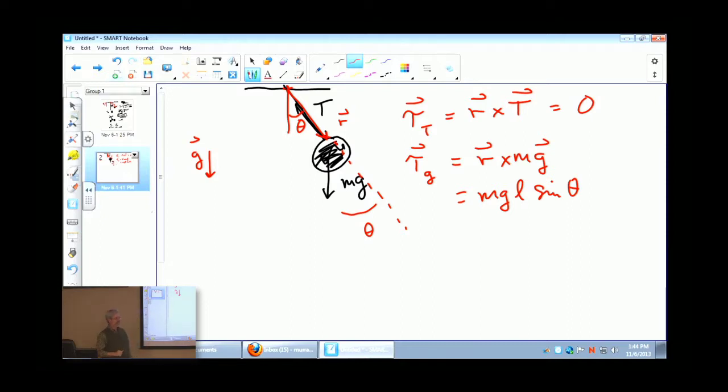So what's going into, it's what? Into the board. R cross G. Into the board. Okay. R cross G. Put your fingers along R and curl them along G. And your thumb will point in the direction of the cross product. So, there's a negative Z hat here. Okay, so now we're ready to go. Let's go back to the equation.